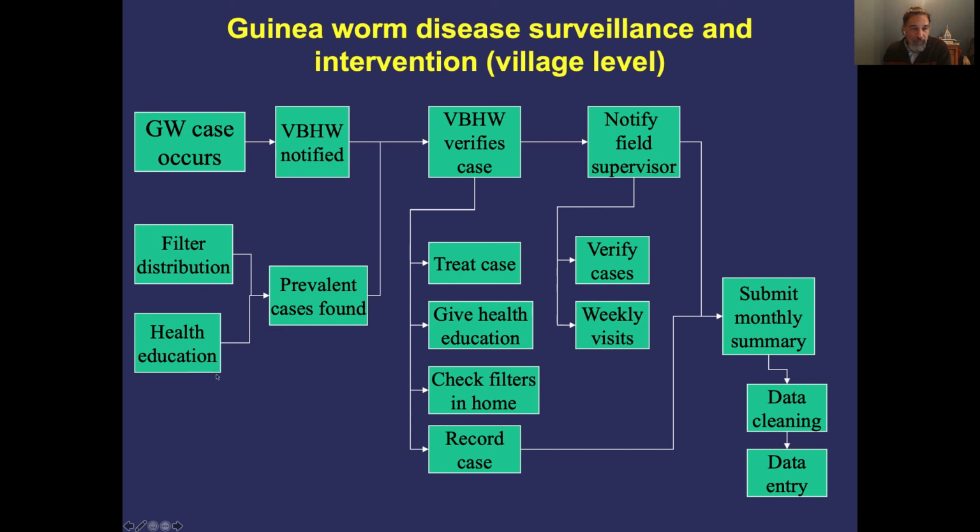There's also a proactive process. Even when cases aren't occurring, the village-based health worker is going through the village, distributing filters, doing health education, and as part of that process, they're often asking, is there anyone here with guinea worm today? And if so, please see me. Then they find prevalent cases that way, and they can go through the same process.